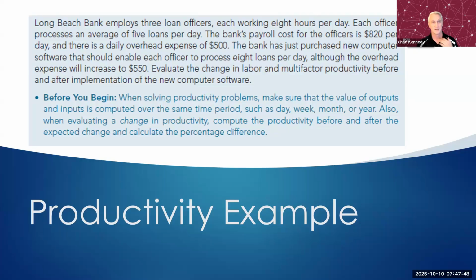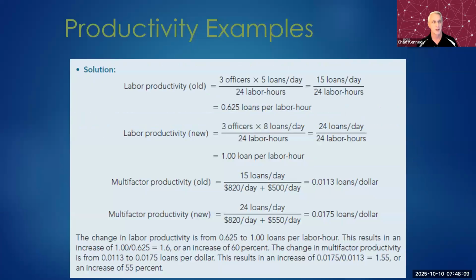So we're going to decide which productivity equations we have the information for, make sure that we know the value of the outputs and inputs, and make sure that we're talking about the same time period. Most of this information was given to us per day, so it makes sense for us to look at it per day. We could change it to weeks, months, years. That's fine, but we don't need to do that for this problem.